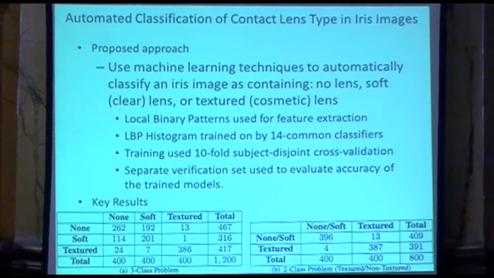To do this kind of 3-class classification, we propose a method that extends the previous Daugman-like method for detecting cosmetic lenses to soft lenses. This work presents the results of the first known solution to this 3-class problem. The results show that it is possible to classify with high accuracy, about 96.5%, those images which do have textured cosmetic lenses in them. But correctly distinguishing between no lenses and soft lenses is much more challenging.